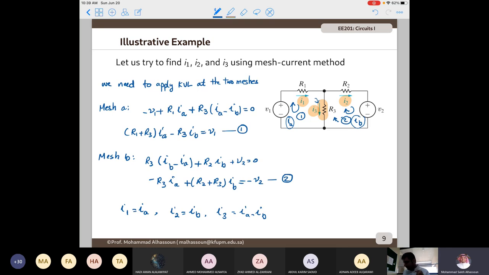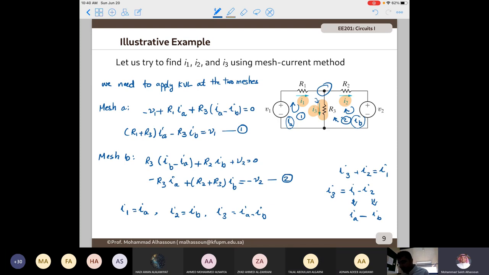Bilal? Yes, doctor. Why is I3 equal to IA minus IB? Why not the other way around? Okay, what is I3 if you apply KCL here? I3 plus I2 equals I1. So what is I1? Oh, okay, IA. Okay, thank you.